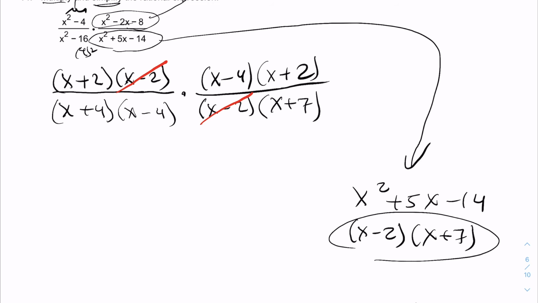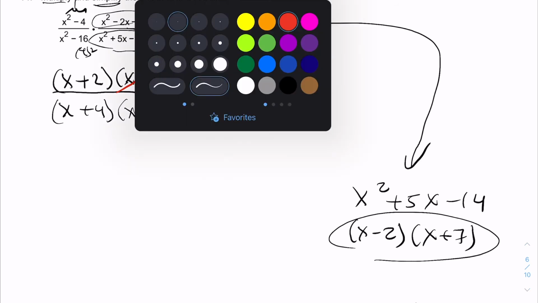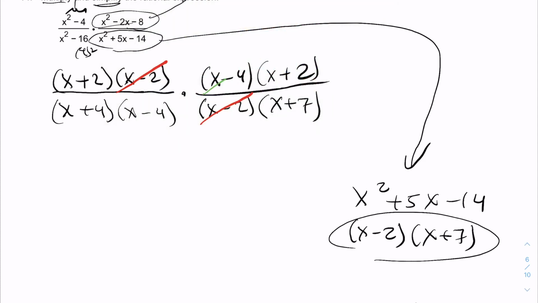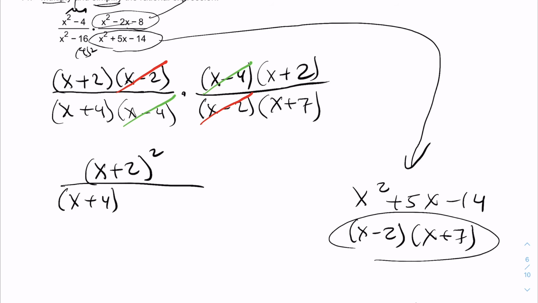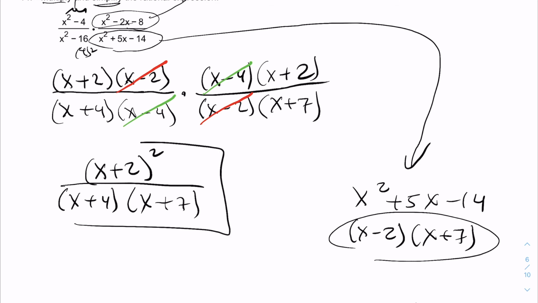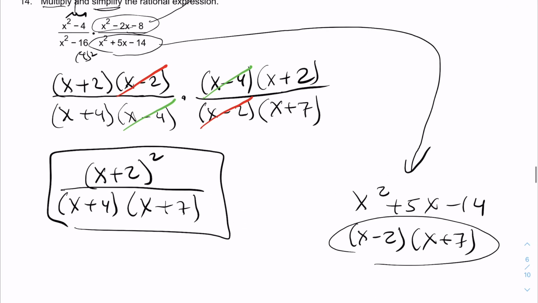I hope there's more than that, huh? Oh, there we go. There's another one. Be kind of unsatisfying. x minus 4 and x minus 4. And I think that is it. That leaves us with an x plus 2, two of them, so squared, over x plus 4 in the denominator times the quantity x plus 7. So, quantity x plus 2 squared, all over x plus 4 times quantity x plus 7. Right. Let's keep going here.